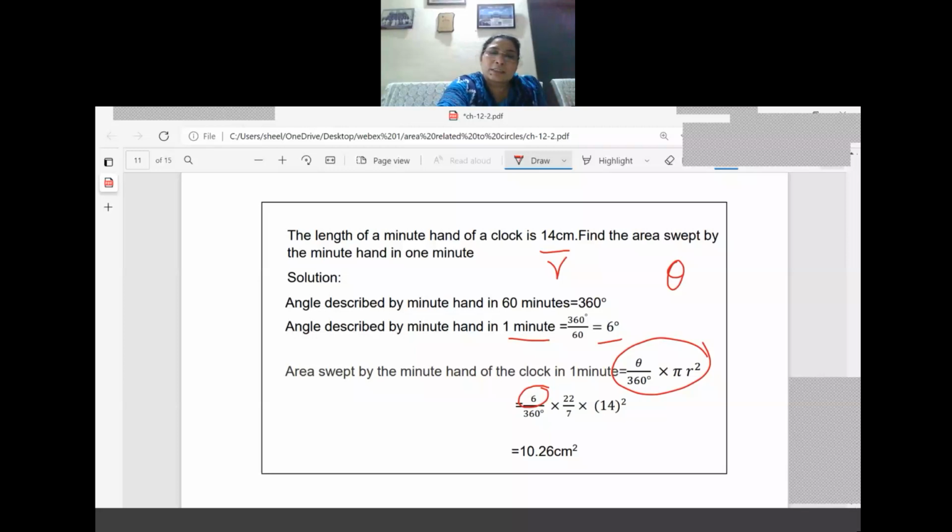We should use this concept. Understood? Angle described by the minute hand in 60 minutes. Then for 1 minute, if you calculate, the answer we get is 6 degree. So the answer is 6 by 360 into 22 by 7 into 14 square. So I hope the point is clear why we have to learn the central angle in the case of a minute hand, in the case of an hour hand.